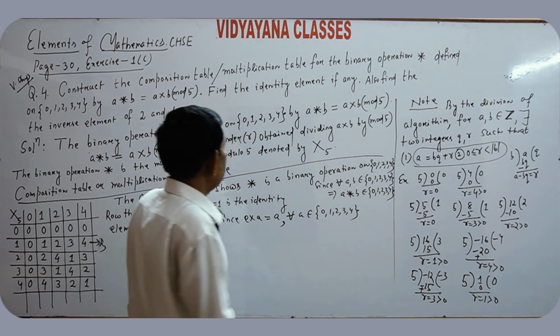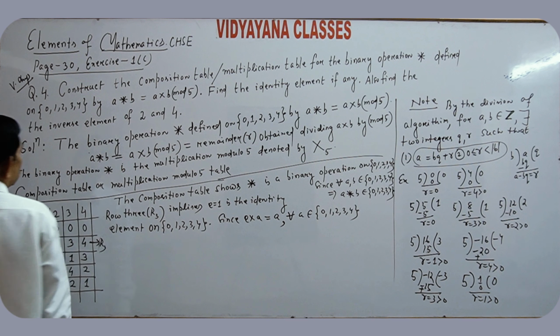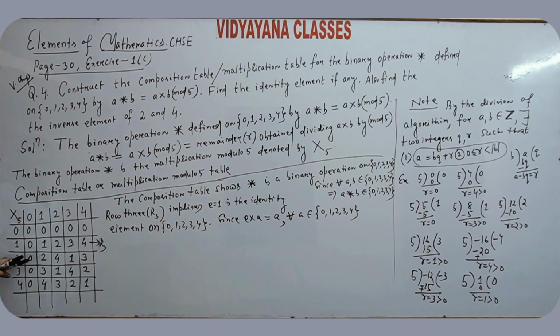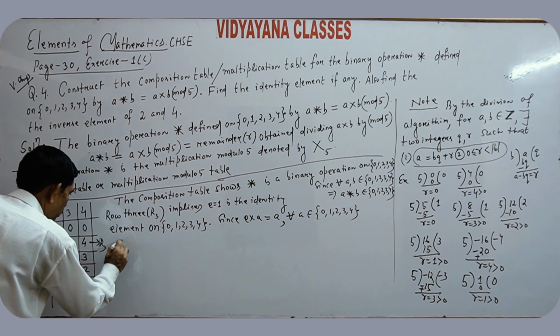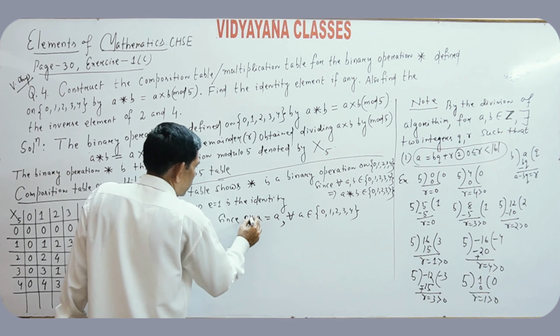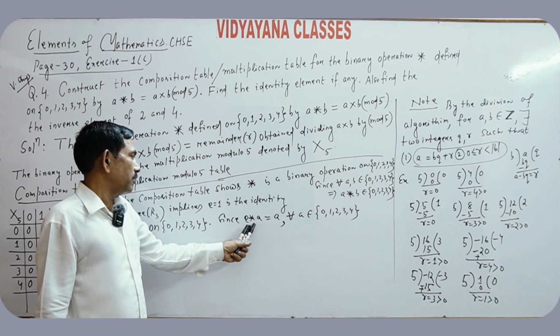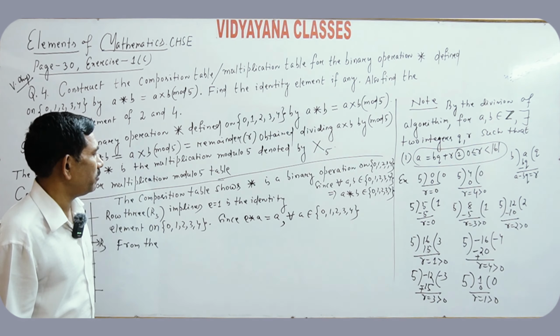Next, we have to find out the inverse element of 2 and 4. 2 multiplied with 3 gives the identity element 1. So 3 is the inverse of 2. From the composition table, since E star A is equal to A for all A belongs to.